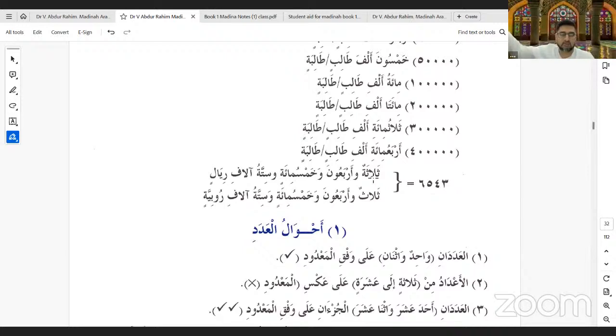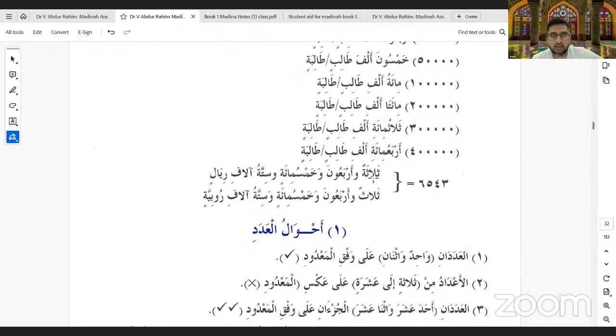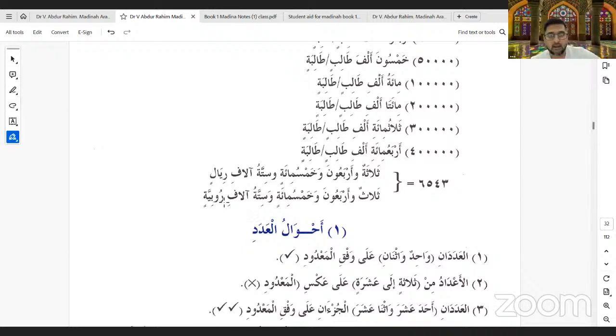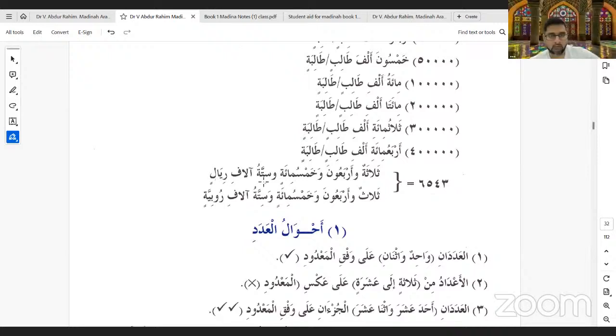So this number here. Let's read it. Thalatha wa arba'un, that's 43. Then 500, that's 500. وستة, so 6,543. Okay. آلاف ريال. And then 43,500 آلاف روبية. So what's happening here is a difference between having a masculine, Riyal being masculine. So that's the reason why. Because the Riyal itself is without the Ta Marbuta. So that's the reason why the numbers are coming.